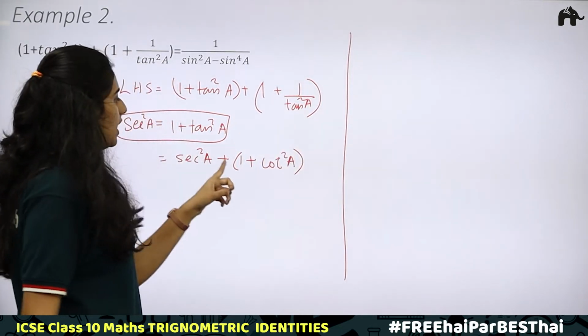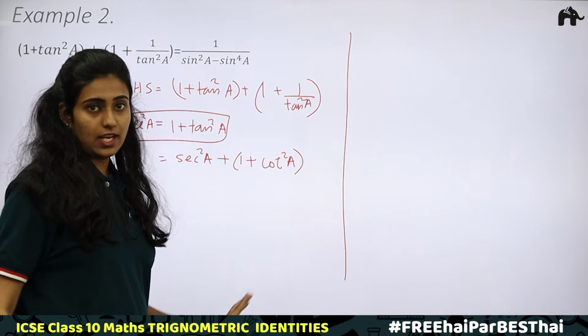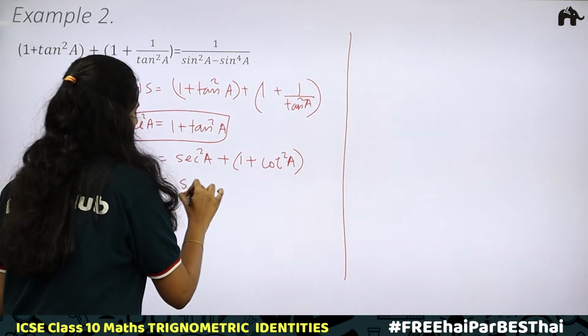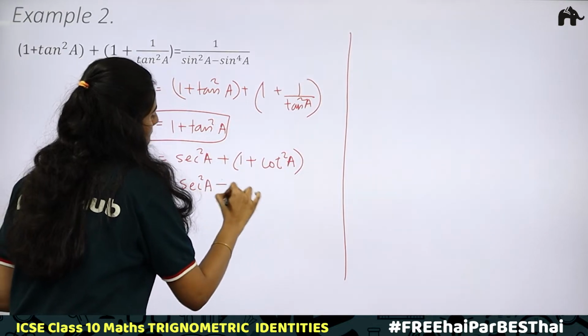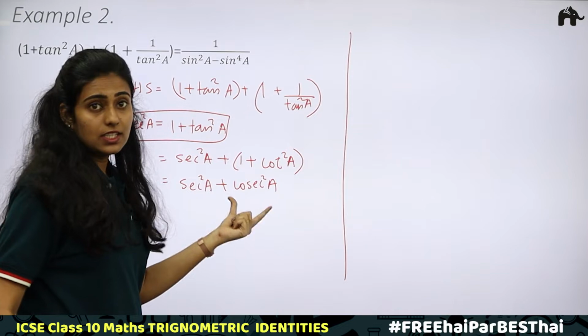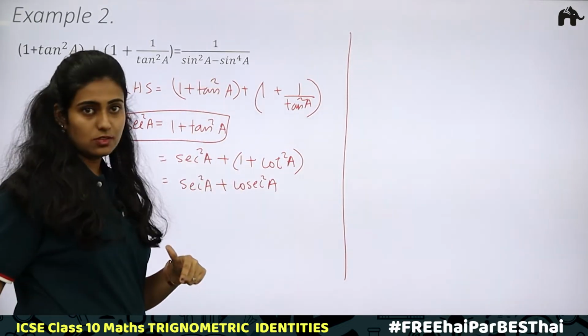Okay. Sec square A plus 1 plus cot square A. What is 1 plus cot square A? Cosec square A. Therefore, you get sec square A plus cosec square A. Now, we have to bring this in terms of sine. So, what can be done?